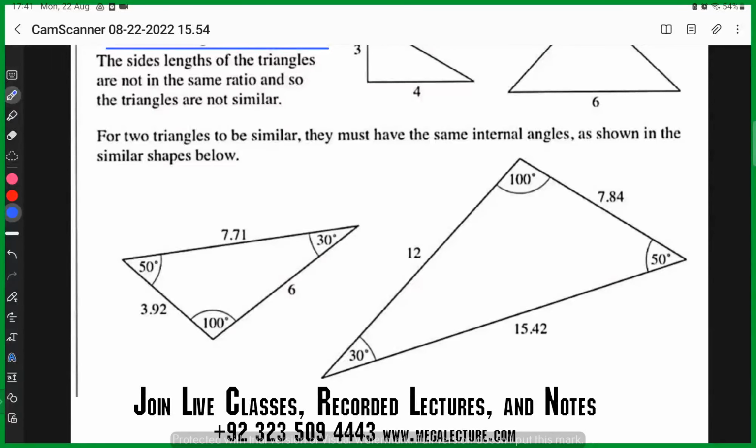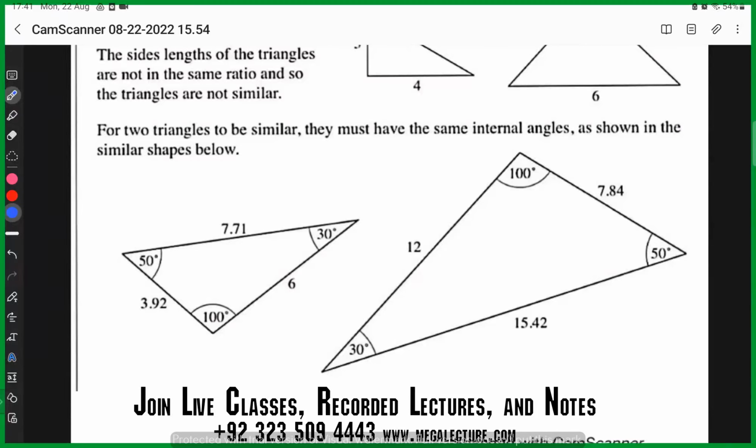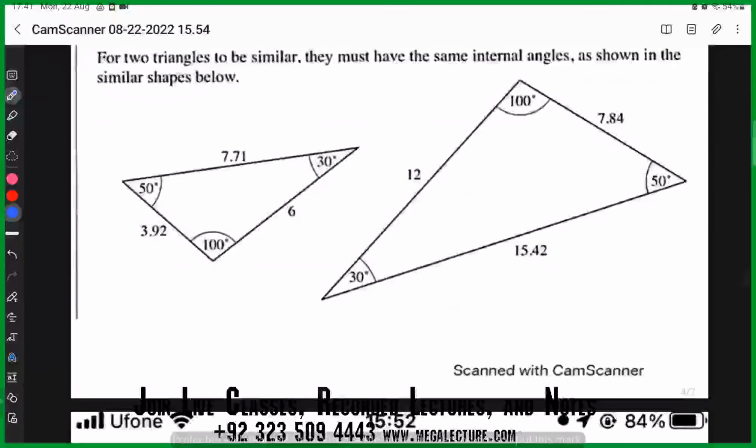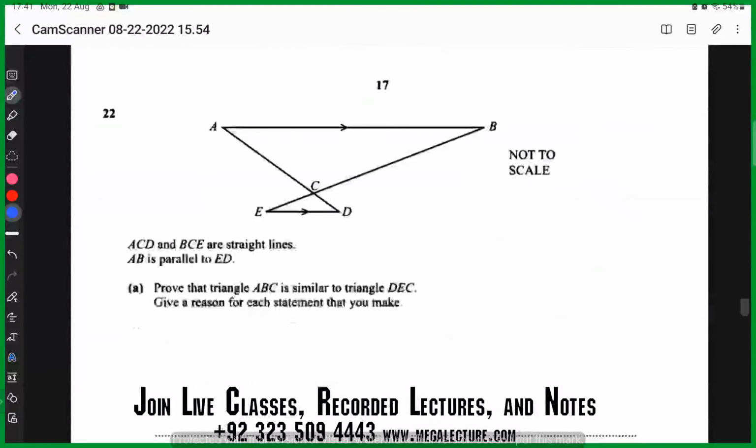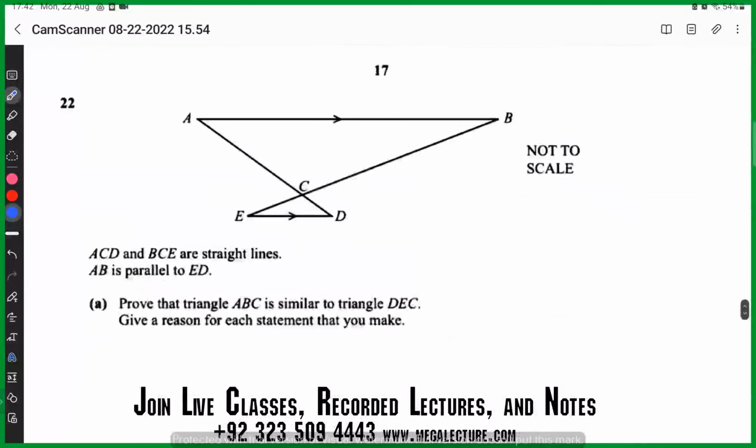Any confusions with this? No, ma'am. Okay, let's use this to understand it even better. This is basically a past paper question, and it says ACD and BCE are straight lines. AB is parallel to ED. We can see that because of the two arrows. Prove that the triangle ABC is similar to triangle DEC. Give a reason for each statement that you make.